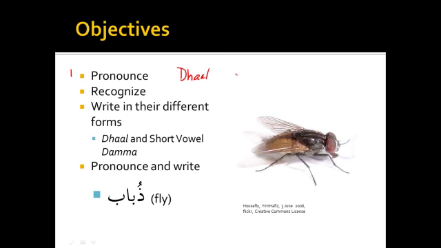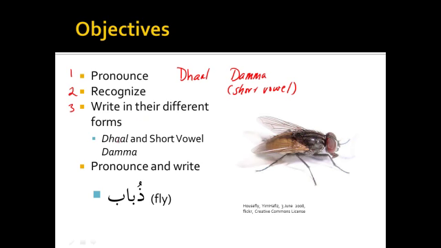The second thing we're going to discuss in this lesson is the Damma. This is a short vowel. If you remember the Kasra, then this is another short vowel that you're going to learn, and it's called the Damma. So our second goal of this lesson is to recognize the Dhaal and the Damma when we see them in a word. Our third objective is to write the Dhaal and the short vowel Damma correctly.